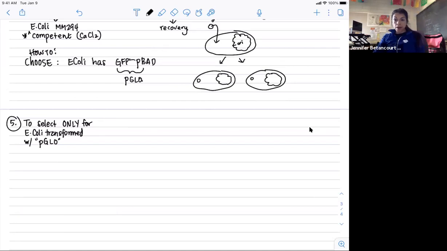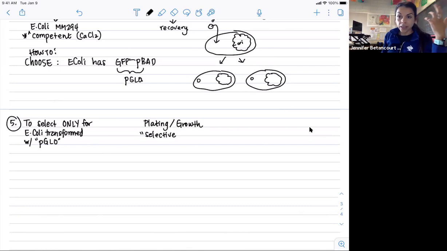Okay, so I see a good start. So we need some more specific answers. People are saying you're going to plate them in different conditions. Okay, what are some of the different conditions? And just to let you know, this is called selective growth media or selective growing conditions. Okay, let's see what you all are putting.